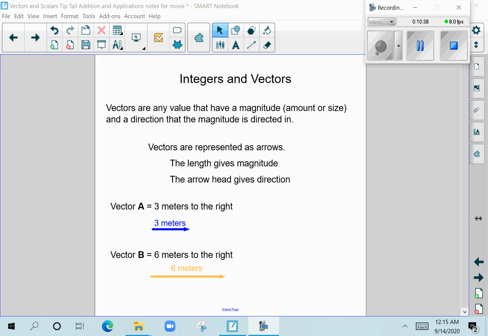Here we have two vectors. We have vector A, which points 3 meters to the right, and vector B that points 6 meters to the right. And if you notice, vector B is in fact twice as long as vector A, and that's because it's twice the distance.